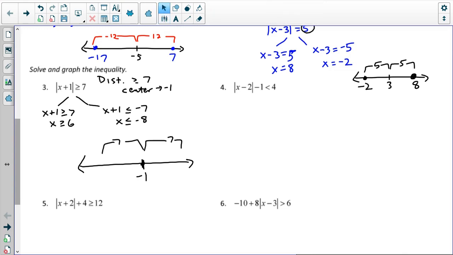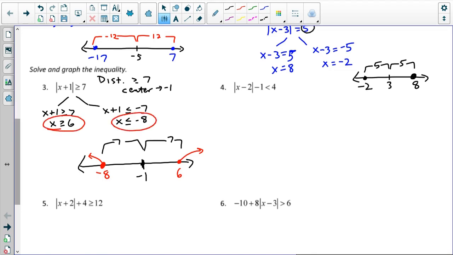If I put these on a number line, I will have negative 8 and 6, and then I need my distance to be more than that. If my distance is more than that, that means my arrows are going outside. They're going further away from my center. So when I take a look at this, that's clear that x is greater than or equal to 6, and x is less than or equal to negative 8 makes sense in the context of the geometric definition.